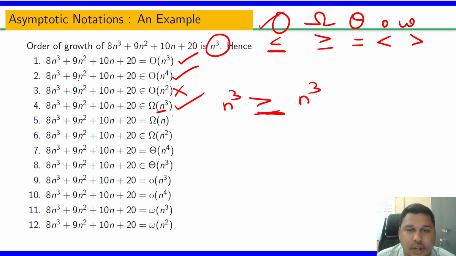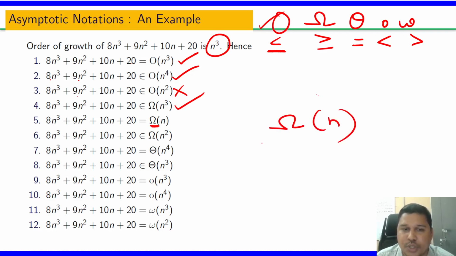Next, fifth one. Let me erase this. Here he has used omega of n, and omega means the greater than or equal to symbol. We have to put it here. The order of growth of the fifth function is n cube. Is it true? N cube greater than or equal to n. Is it holding true? Yes, it is true. Therefore, this is also true.